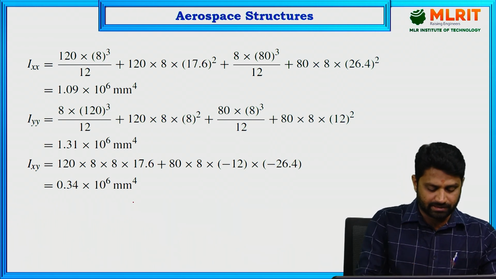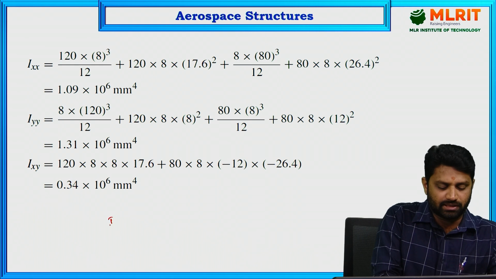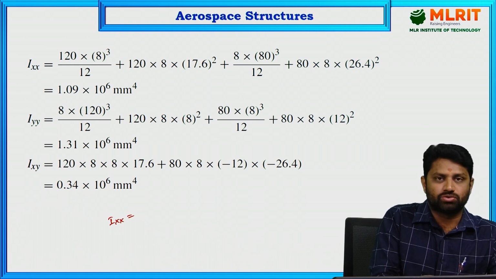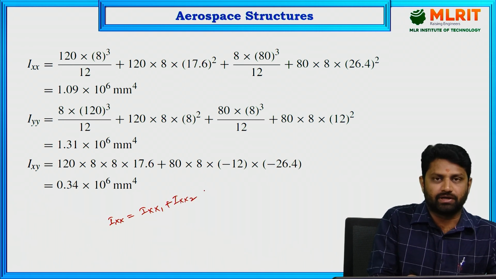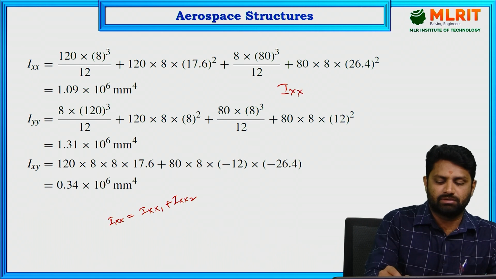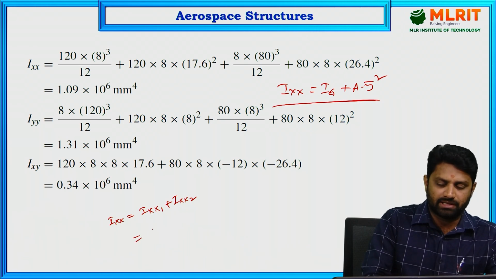So Ixx can be written as, and here we have divided into two components, you can write this as Ixx for the first figure and Ixx for the second figure. And usually the general formula for Ixx is nothing but Ig, that is the moment of inertia about its own centroid, plus A into y bar square, that you have to remember. Okay, so that you are applying here.